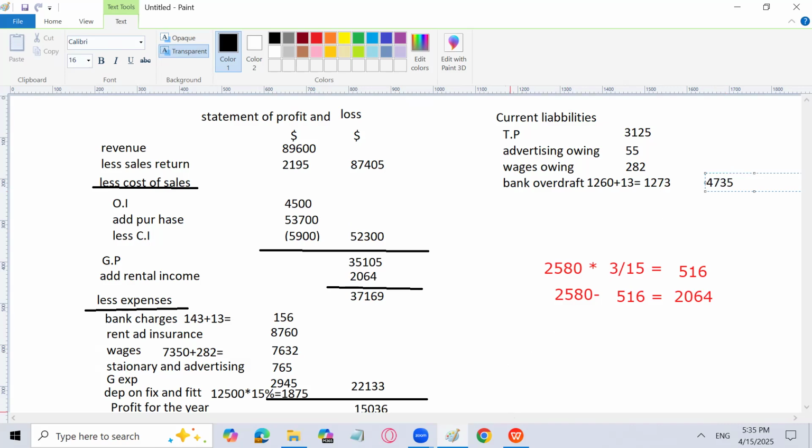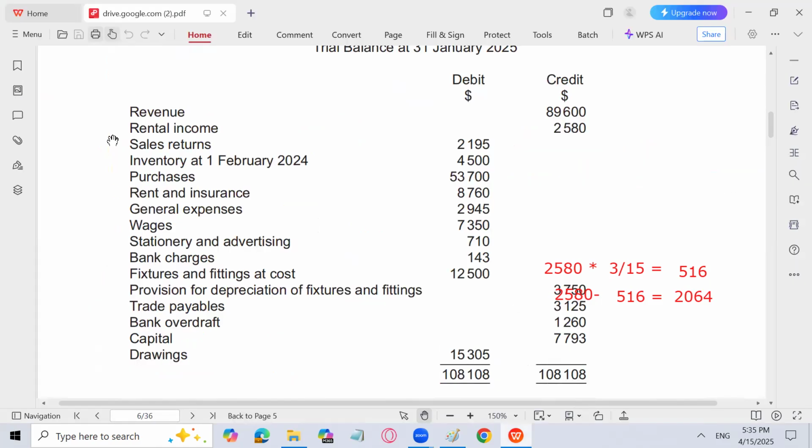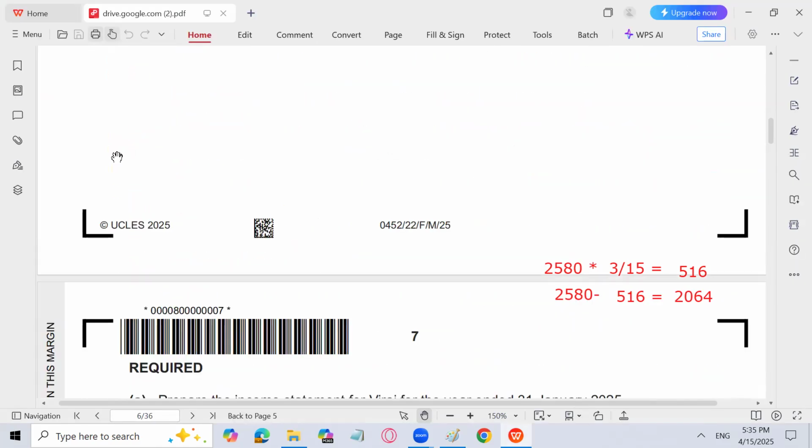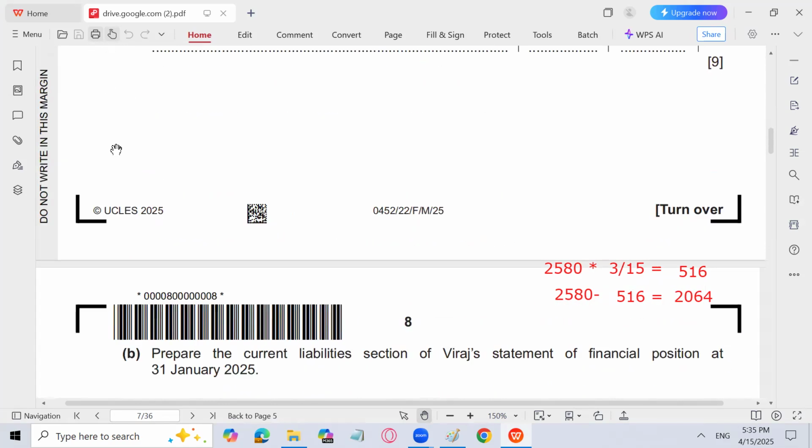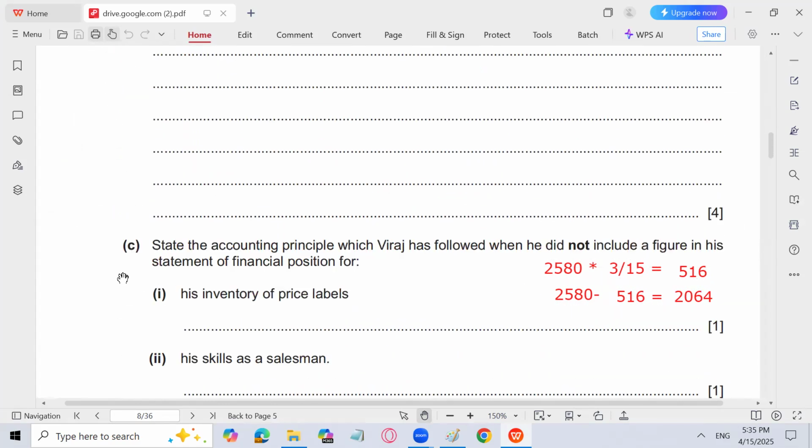Okay. We are done with that. Next, let's see the next part. 25, 22. Current liability section we have prepared.